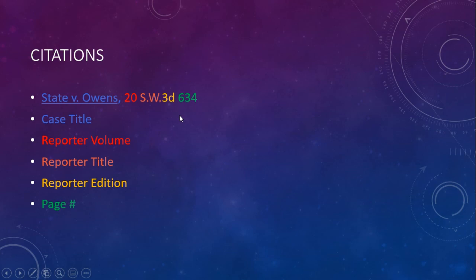Next is the page number that the case starts at. So cases are often very long and several pages, and so you want to do just the one that it starts at. So ideally, if you were to go to the Southwest Reporter and the 20th volume of the 3rd edition and turn to 634, bam, our case would pop up right at the start and you could research from there.